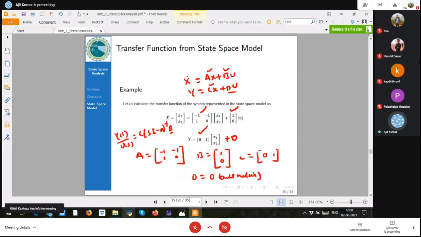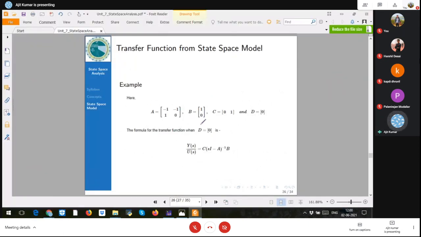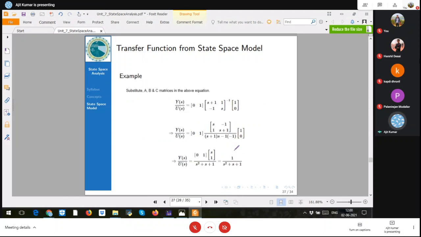So okay, if you have solved it, then your answer should be like this. As all of you said, A matrix is this. Please check your answer. B is this, C is this, and D is this one. So what is the formula for the transfer function? It is C times (sI minus A) inverse times B. So if you write everything here, then you will get your transfer function as 1 by s squared plus s plus 1. So this is your transfer function.